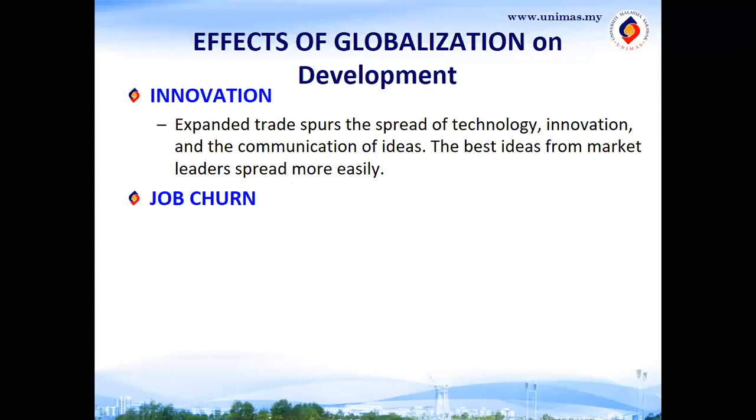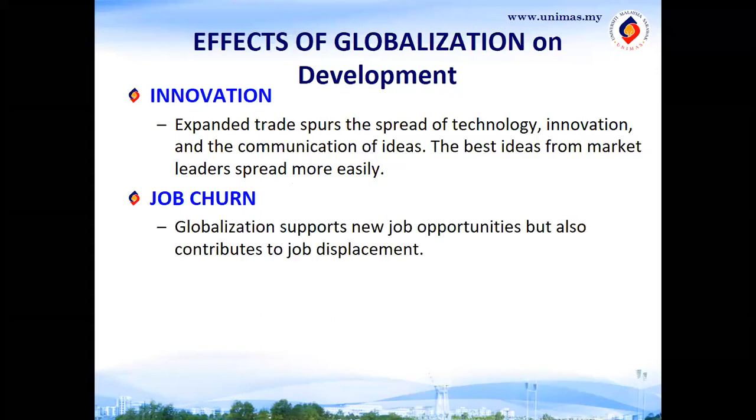And the other is the effect on jobs, on employment. It seems that globalization affects jobs and also creates new job opportunities, but at the same time, it can contribute to job displacement. In other words, if machines, for example, technology, may replace human labor, that's where globalization has a negative impact. But at the same time, it also has a positive impact by creating job opportunities.